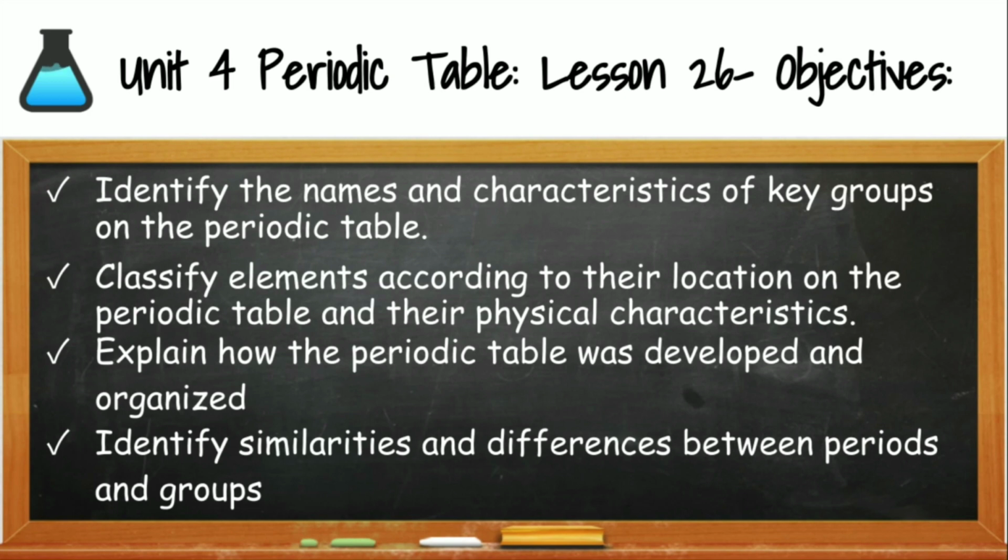We did a little bit of that in Unit 1 when we looked at metals, nonmetals, and metalloids. We'll expand on those ideas in this unit. Explain how the periodic table was developed and organized, and identify similarities and differences between periods and groups on the periodic table. Make sure you have your Regents Chemistry reference table for every lesson in this unit, as this is the main focus of all of our learning this unit.